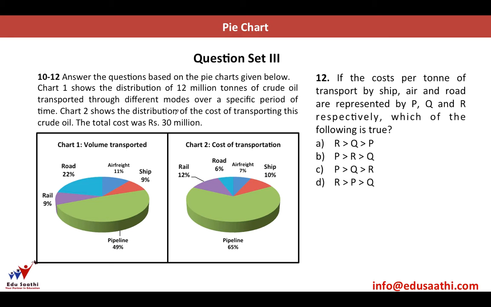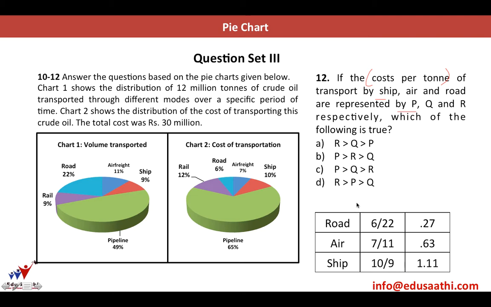So the third question in this set is similar to the one which we've discussed before. If the costs per ton of transport by ship, air and road are represented by P, Q and R respectively, which of the following is true? So the cost per ton we've calculated in the previous question as well. So we'll do it again once in this question.